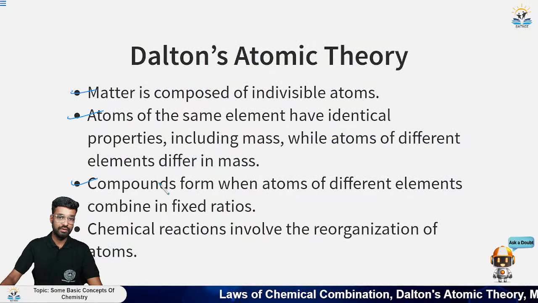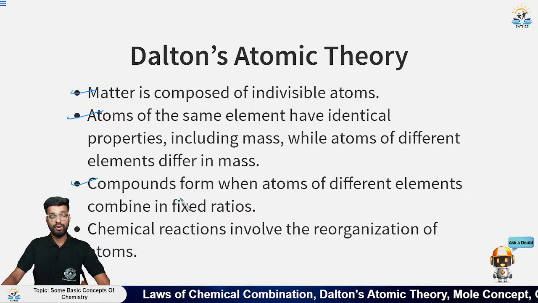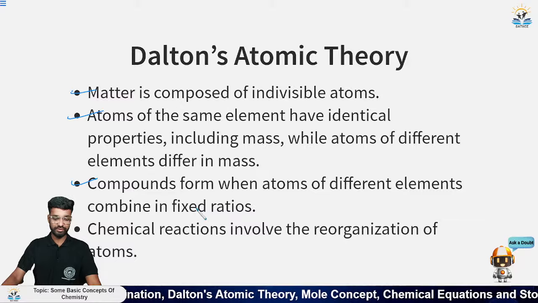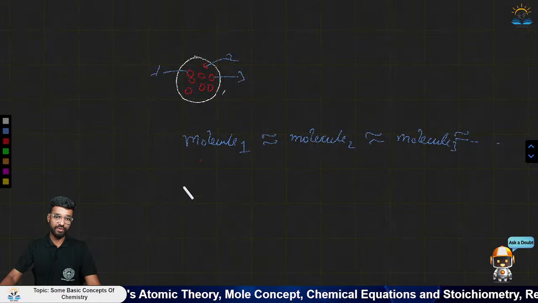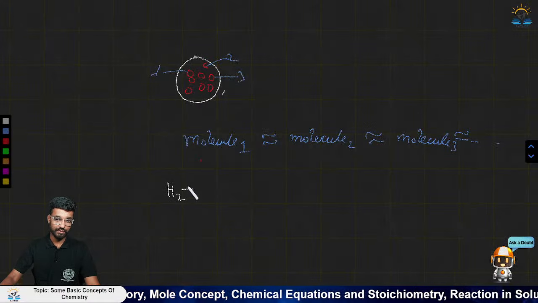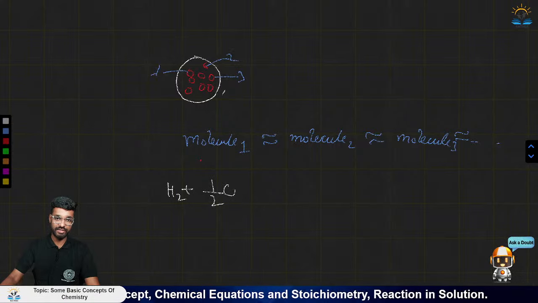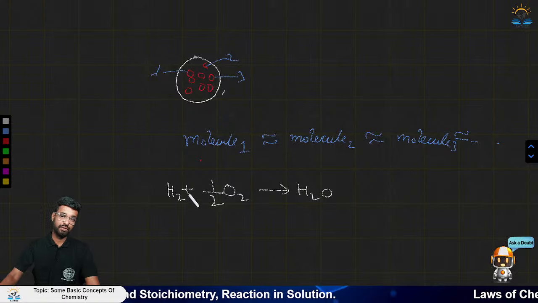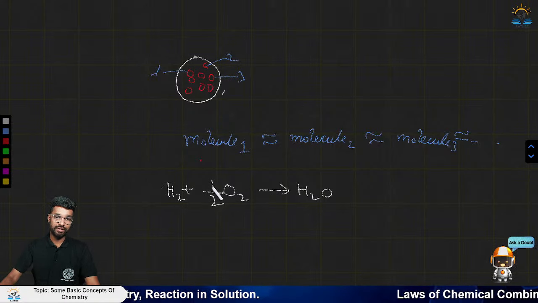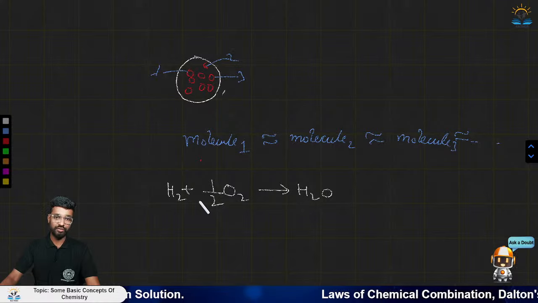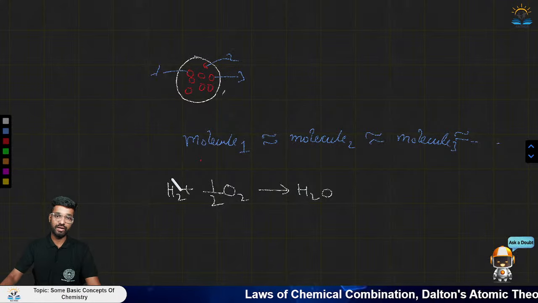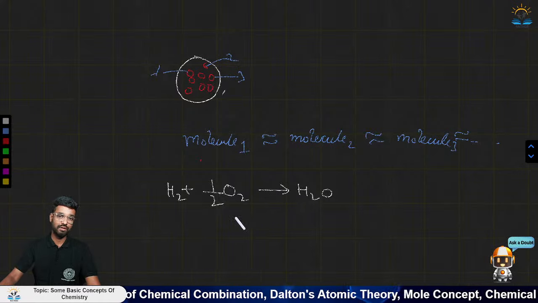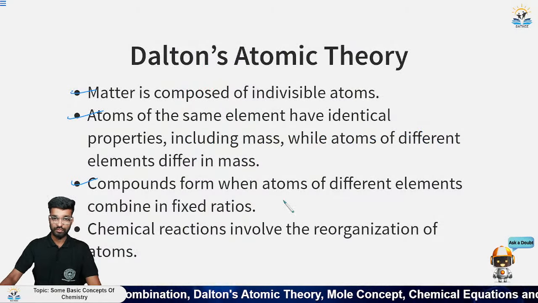Now this is the third point. It says that whenever a compound is formed, the elements which combine to form the compound are in a fixed ratio. So we will take again the example of the formation of water. The reaction equation is like this: H2 plus half O2 gives H2O. So this ratio which we are taking, that is 1 is to 1 by 2, is always fixed. If we are forming water, in any case this ratio will always be 1 is to 1 by 2, or 2 is to 1. So this is the third point.